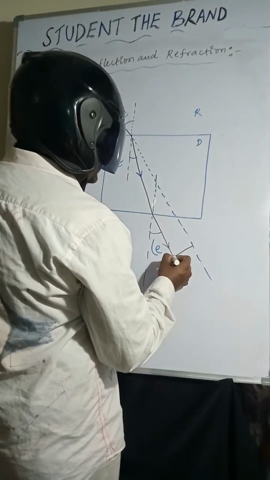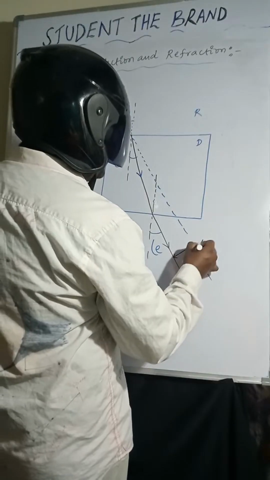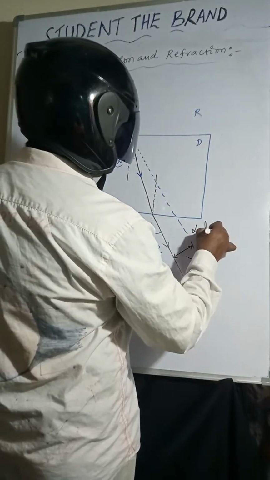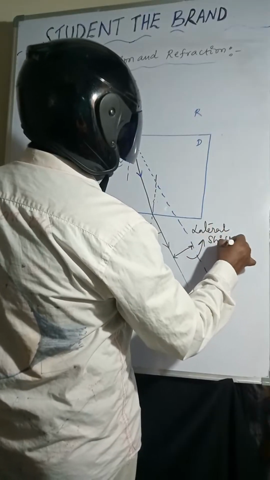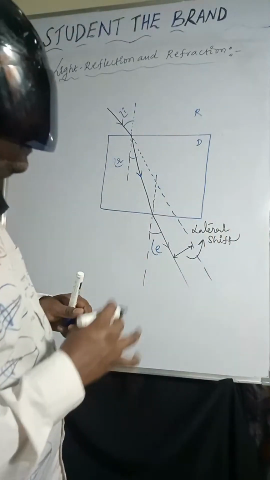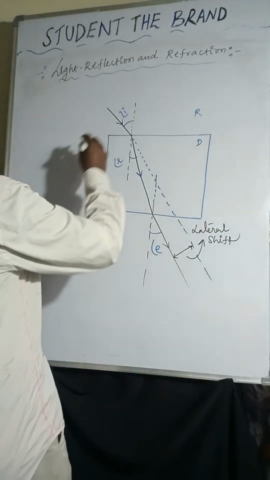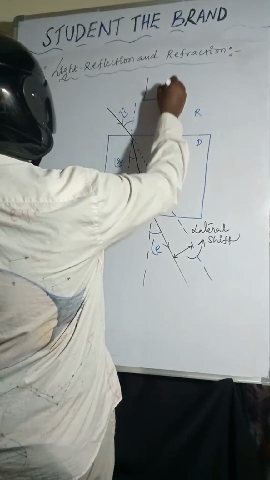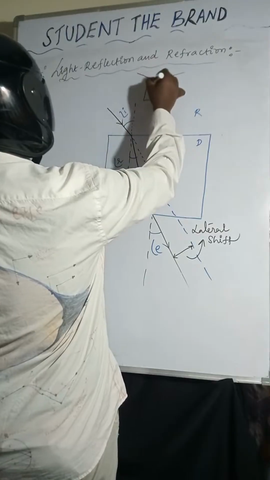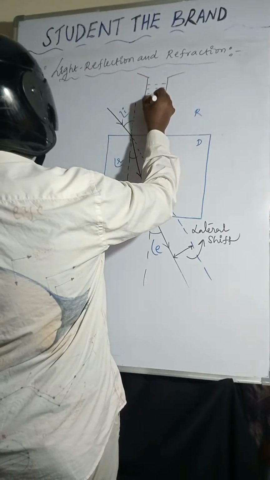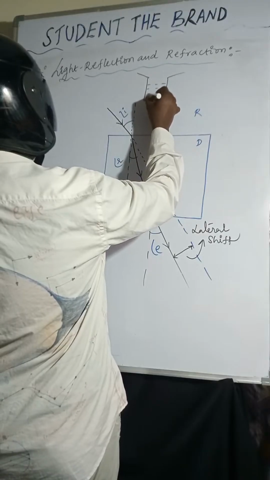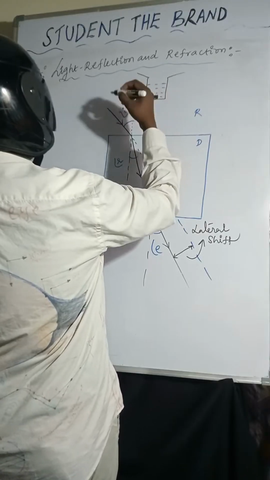So this distance is called lateral shift. Okay. Now here I am taking one beaker like this, and here I am placing the coin.